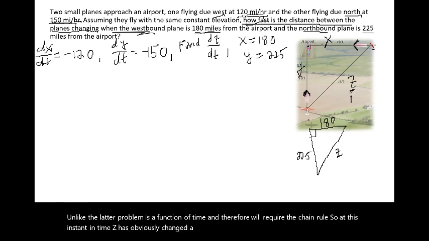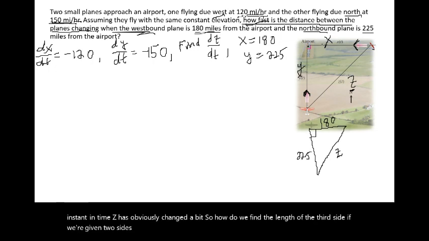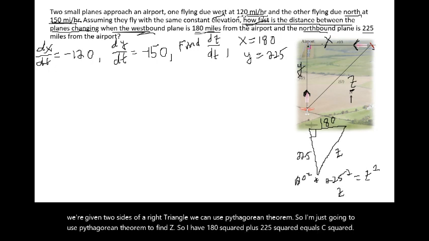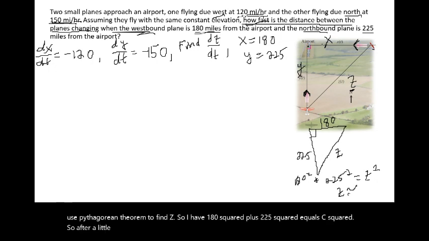So how do we find the length of the third side if we are given two sides of a right triangle? We can use Pythagorean theorem. So I'm just going to use Pythagorean theorem to find z. So I have 180 squared plus 225 squared equals z squared. So after a little Pythagorean theorem, you should get a z value of approximately 288.